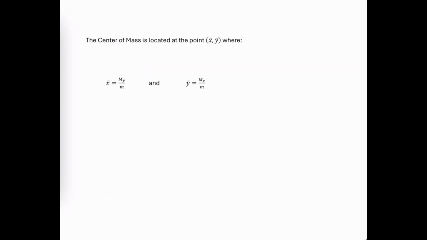Now, in this scenario, our center of mass is going to be an ordered pair, where the x and y coordinate calculations are similar to the one-dimensional scenario. In order to get the x coordinate, we're going to take into consideration the tendency to rotate about the y-axis, and then divide that by the total mass. In order to get the y coordinate of the center of mass, we're going to take into consideration the tendency to rotate about the x-axis, and divide that by the total mass.